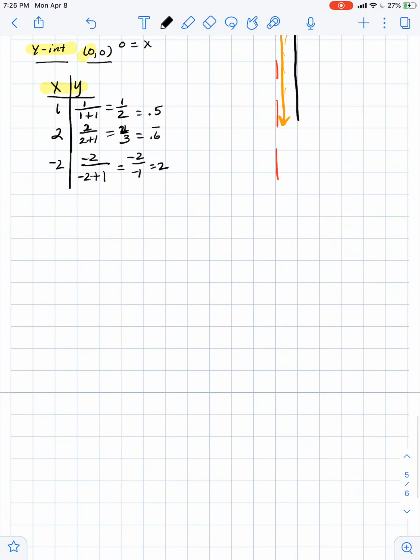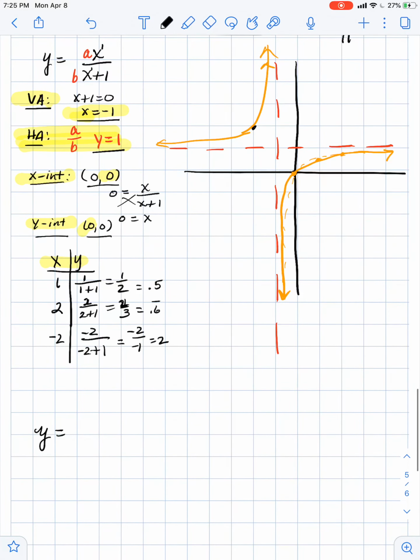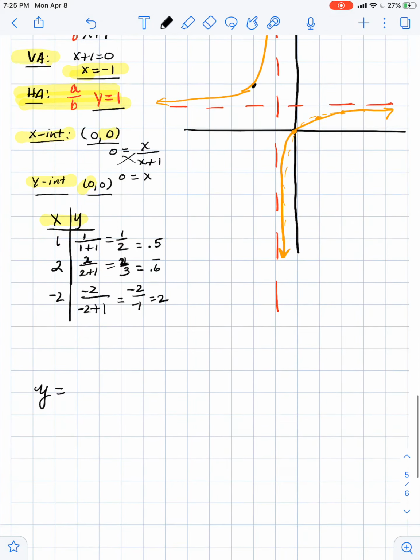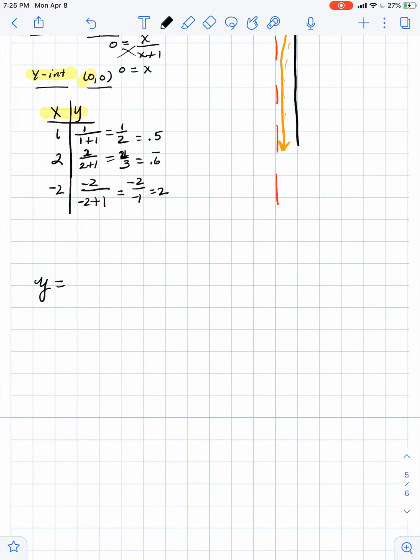I'm going to do one more of these just to show you how it works again, and then we'll go over on. So y equals... now you could have both a and b be numbers. You can have like 2/3, 3/4. I'm not going to give you that for now because that would be a little bit harder to do. But let's do 2x over x plus 2.